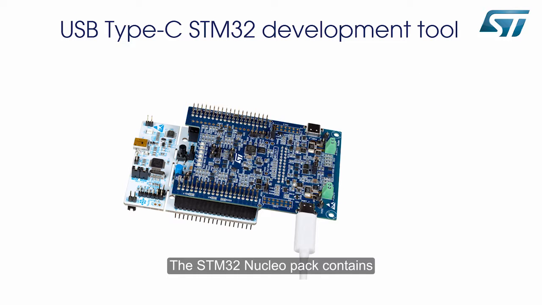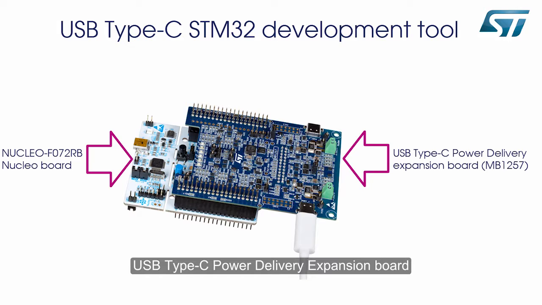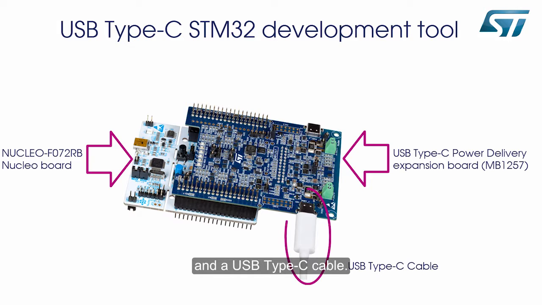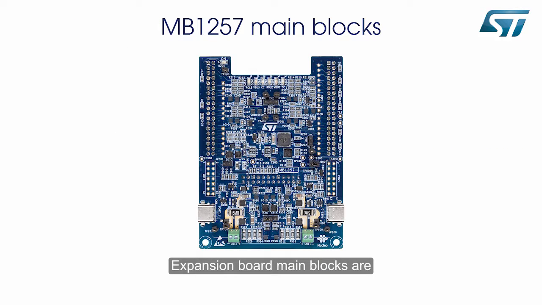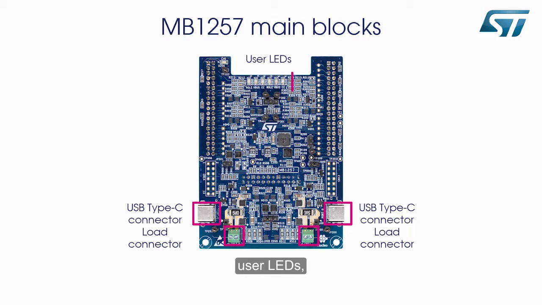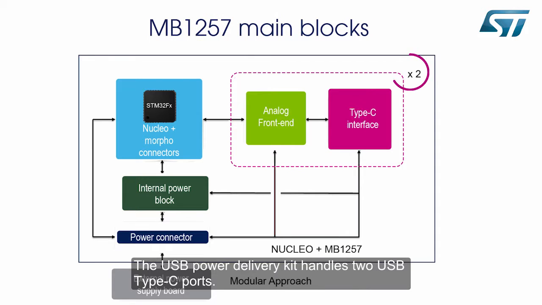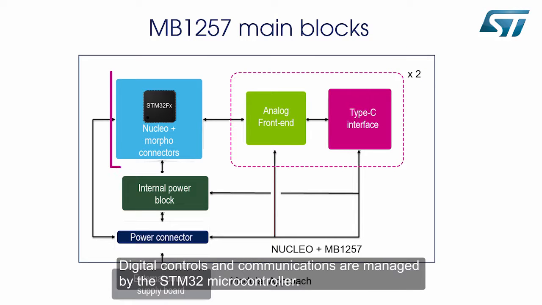The STM32 NUCLEO-Pack contains an STM32 Nucleo board, a USB Type-C power delivery expansion board, and a USB Type-C cable. Expansion board main blocks are USB Type-C connectors, load connectors, user LEDs, and Morpho connectors. The USB power delivery kit handles two USB Type-C ports. Digital controls and communications are managed by the STM32 microcontroller.